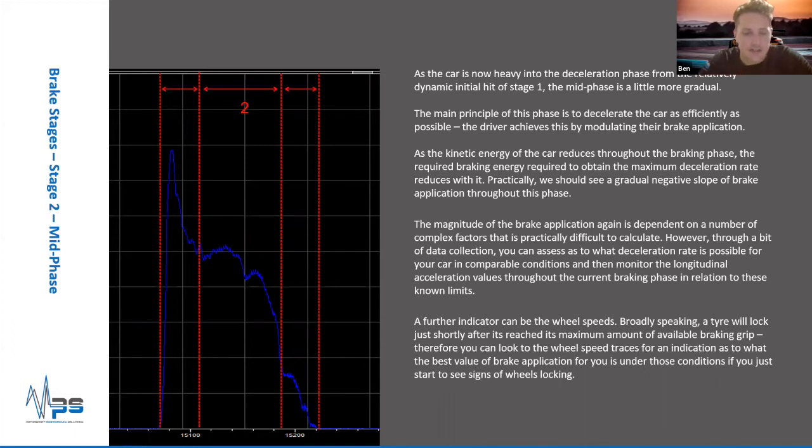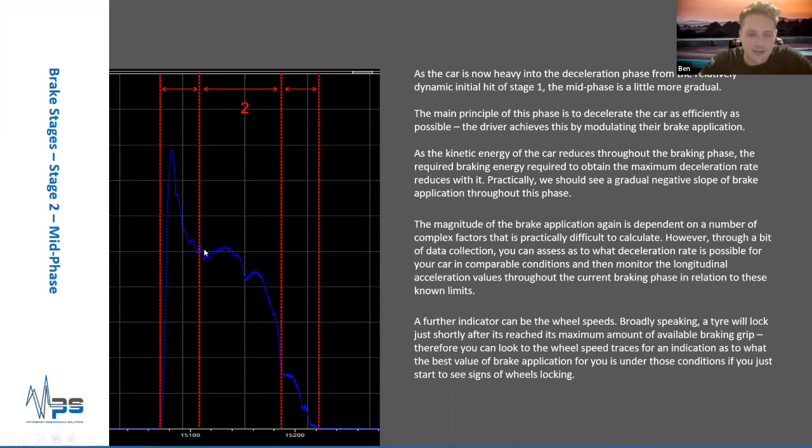What's happening here is obviously you've driven down the straight, you're storing kinetic energy in the car through speed. So as we start to brake, as the speed comes off, this kinetic energy goes down, and therefore the resulting amount of brake pressure or braking energy you need also goes down with it. So what we should see in this phase is, as steady as we can get, a gradual but fairly linear decrease in brake pressure as the car loses more and more speed.